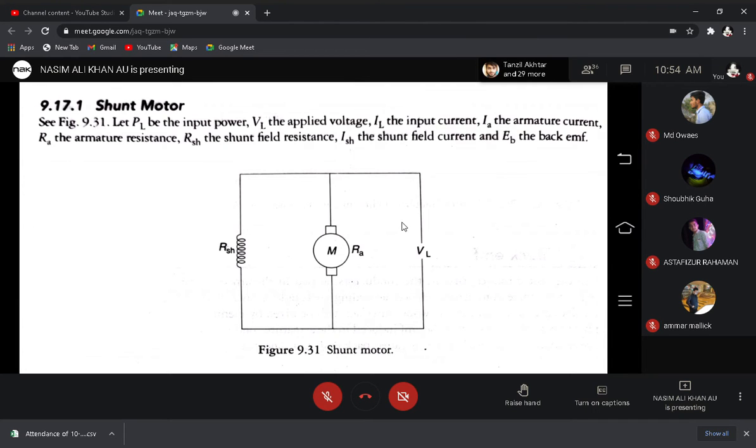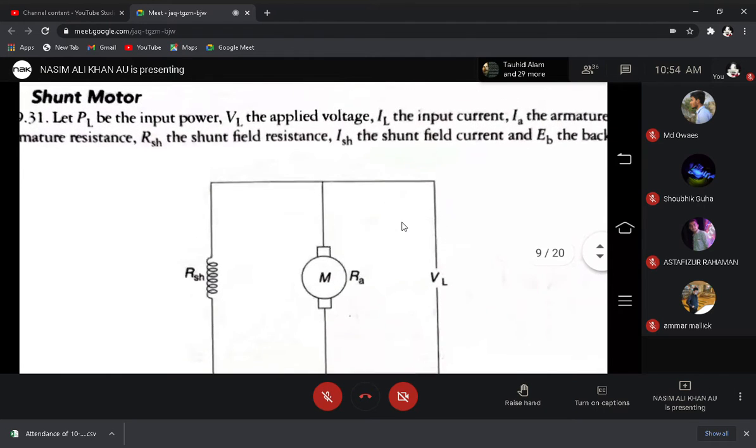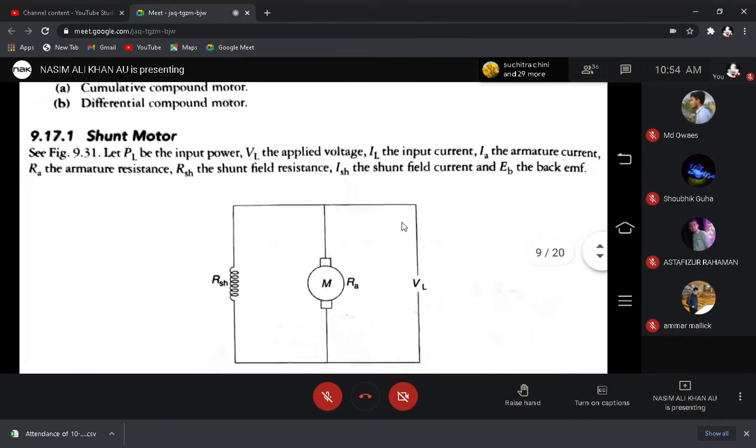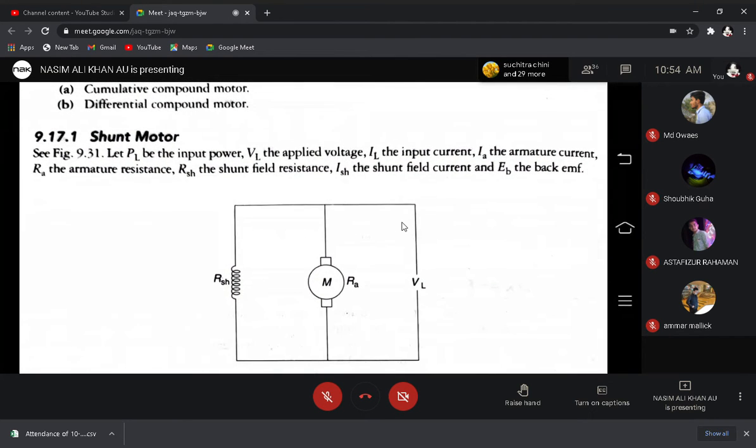IL is the input current coming from VL, and IA is the armature current. RA is the armature resistance, and RSH is the shunt field resistance. Through RSH the shunt field current ISH will come, and EB is the back EMF inside the motor.